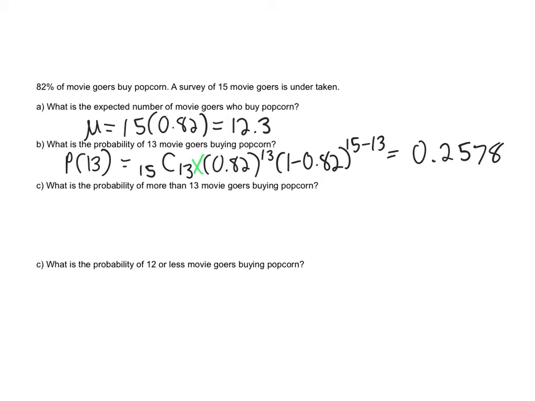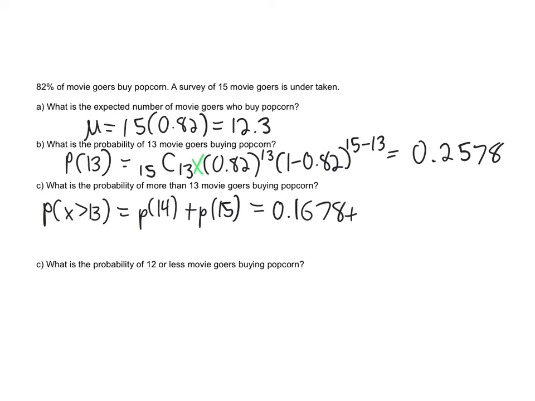Part C is the probability of more than 13. So in this case, we need to calculate the probability of 14 plus the probability of 15. And we can just use our formula that we used in part B. We just adjust the numbers, and you will get 0.1678 plus 0.0510 for an answer of 0.2188.